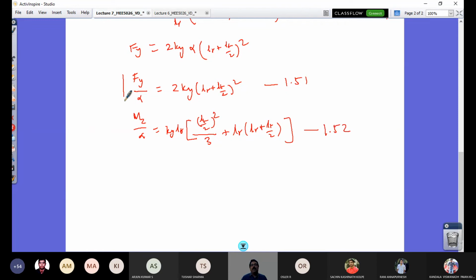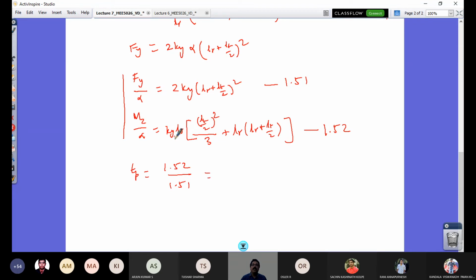So I have now, for a rolling tire, what is my lateral force per slip angle? What is my self-aligning torque per slip angle? What is the advantage of having these two equations? Now see, I want to find out what is my TP. TP is the pneumatic tread. For the given rolling condition of the tire, if I have these two expressions, my TP is simply 1.52 divided by 1.51. So I will have this divided by this.